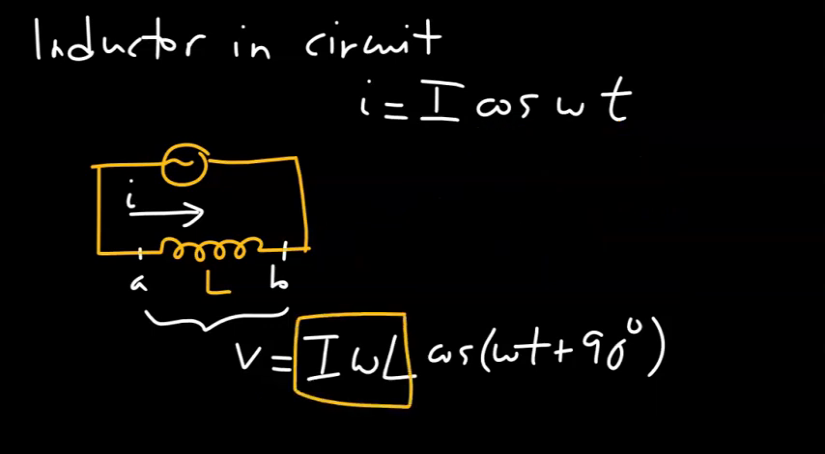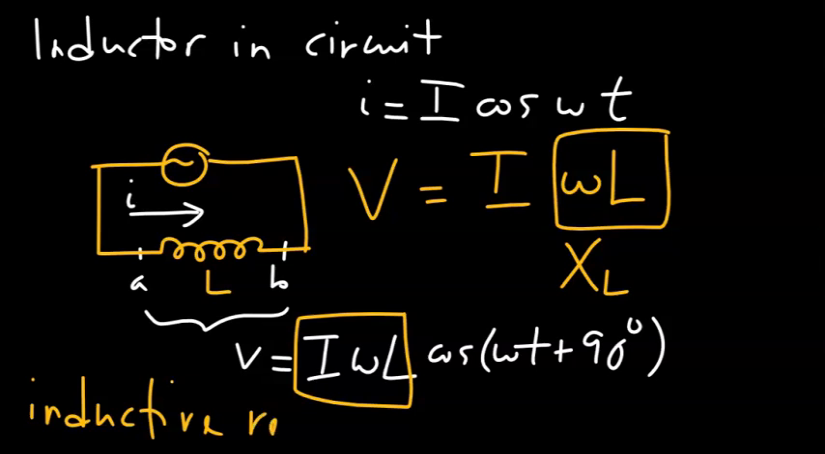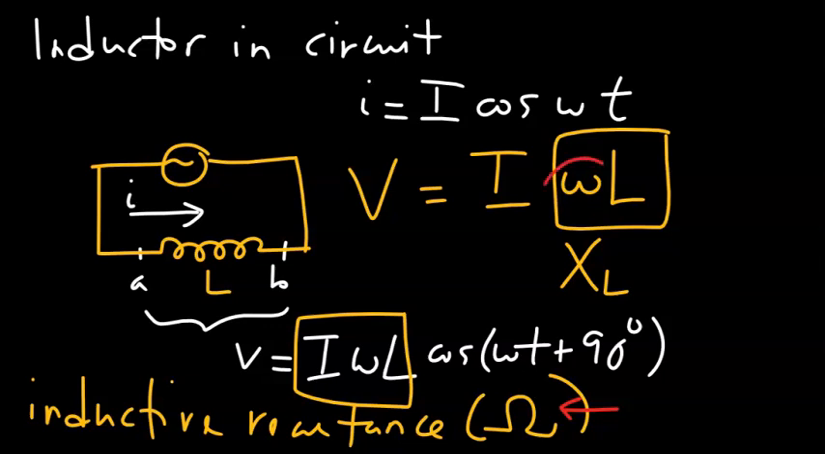This expression is the amplitude of the voltage. It's given by I omega L, and that is what we call the reactance of the inductor, or inductive reactance. It is quantified in the same unit as ohm. Although it has the same unit as resistance, it is fundamentally different from resistance in the sense that it is dependent on the frequency of that AC source and also the value of the inductance of the inductor.